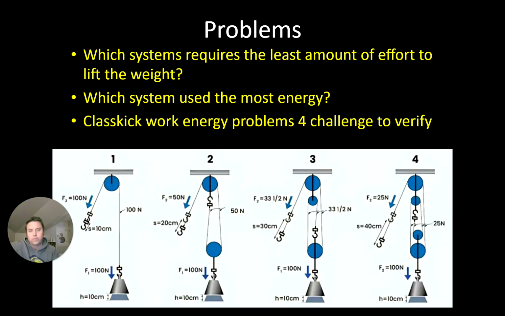So then do 3 pulleys. It drops it down to about 33 newtons. But to lift that thing the same height, 10 centimeters, I've got to pull 30 centimeters of rope. And then you get the idea. With 4 pulleys, I can distribute 25 over each rope. So that 100 that I'm trying to lift gets split evenly between those 4 ropes, and then I only have to pull with 25. But because it's split by 4, I've got to pull 4 times as much rope.